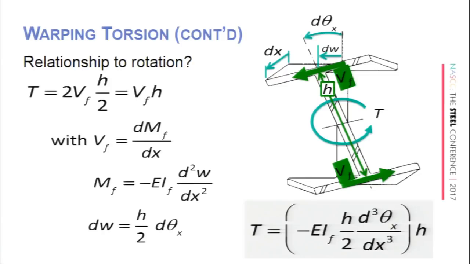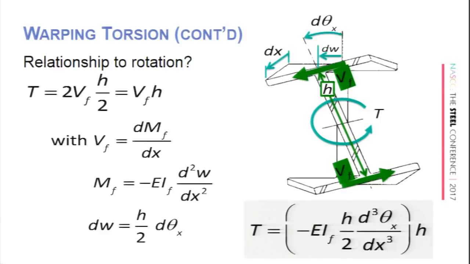And with that flange shear, we can take the first derivative of that, right? Shear and moment are related. So V sub f is equal to dMf over dx. And we can write that the flange moment then is minus EIf times d squared w over dx squared. We're really getting heavy into this, and it'll get worse before it gets better.